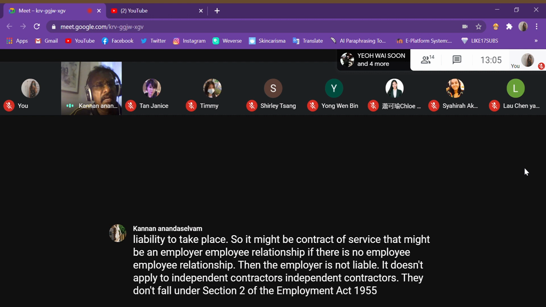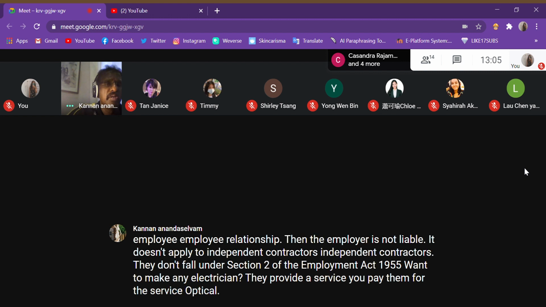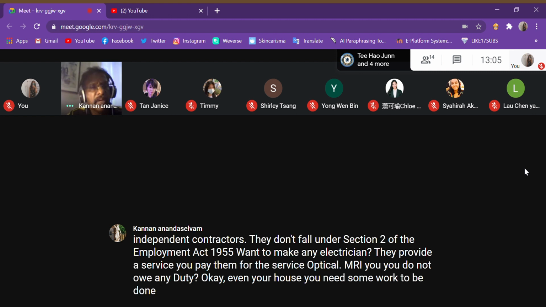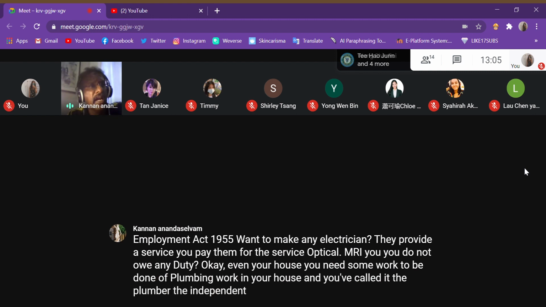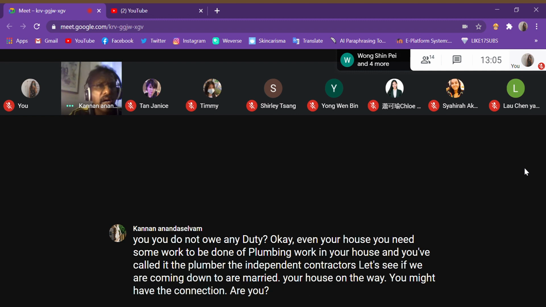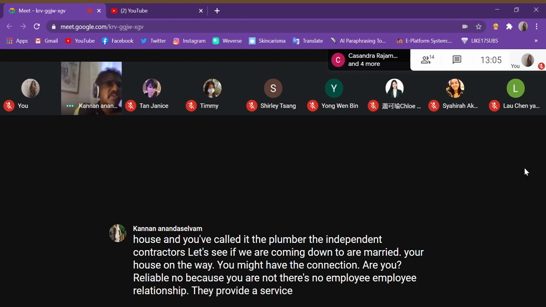Motor mechanic, electrician, they provide a service, you pay them for the service, off they go. Am I right? You do not owe any duty of care. Even in your house, you need some work to be done, a plumbing work, and you've called the plumber. The independent contractor, am I right? Let's say he's coming down to your house. On the way, he might have an accident. Are you liable? No, because there is no employer-employee relationship. They provide a service, you pay them for the service, off they go.